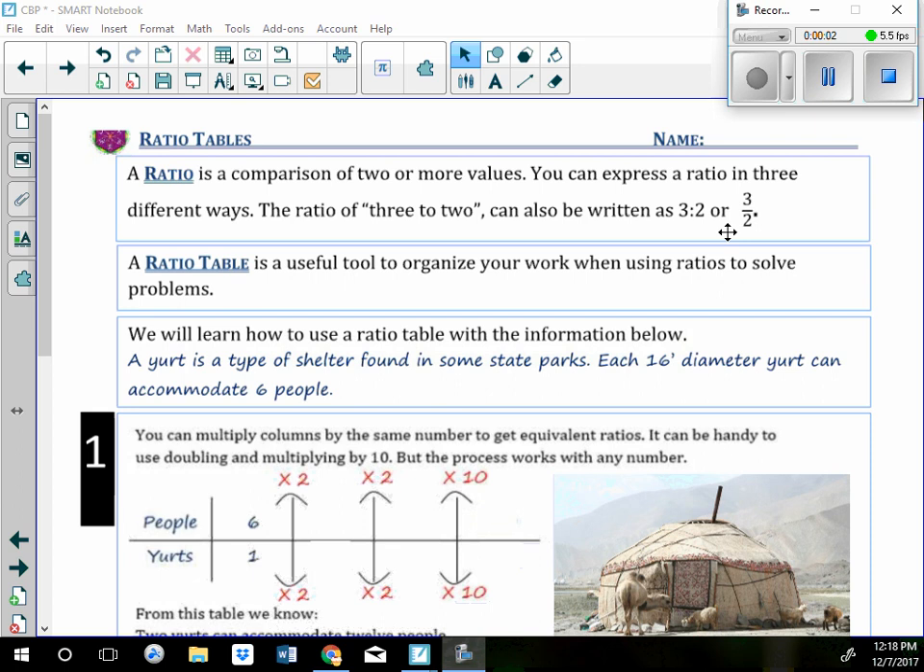All right, crew. We have done a lot of work with ratio tables, but up to this point, it's been pretty informal. So I want to teach you how to use this really cool tool called a ratio table.